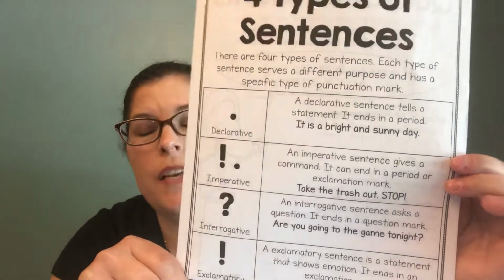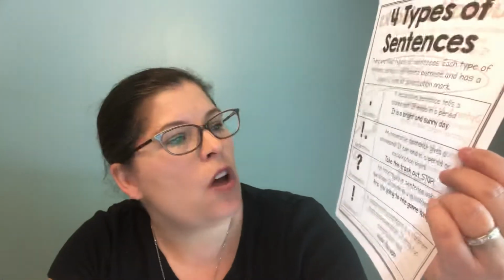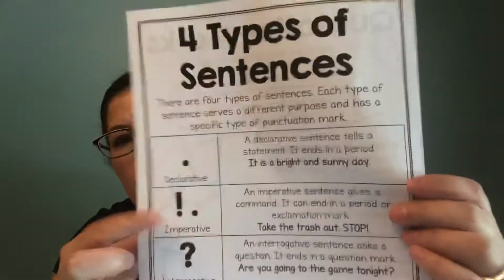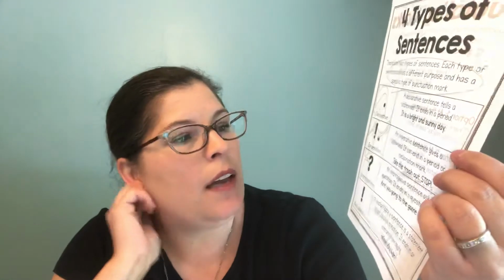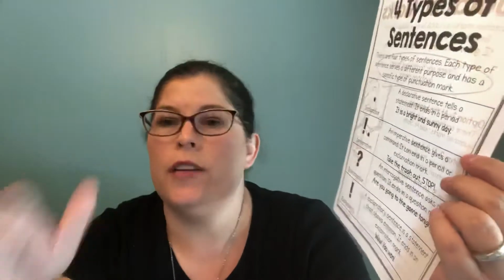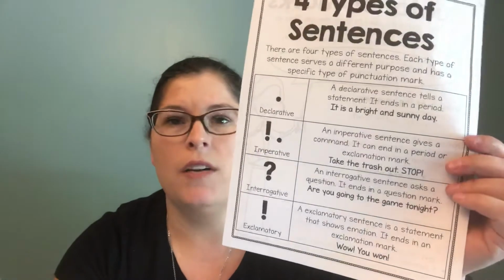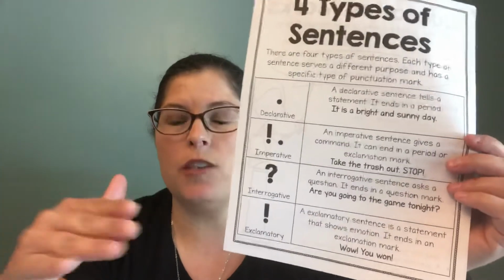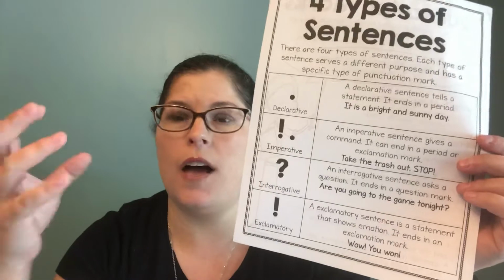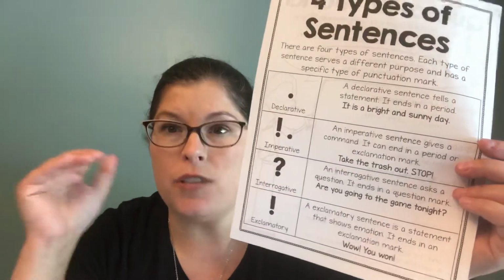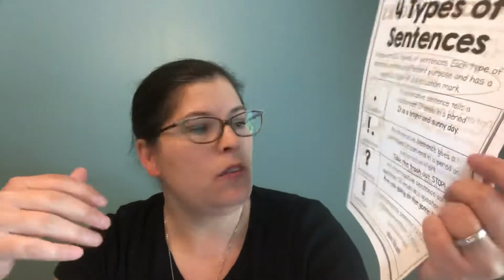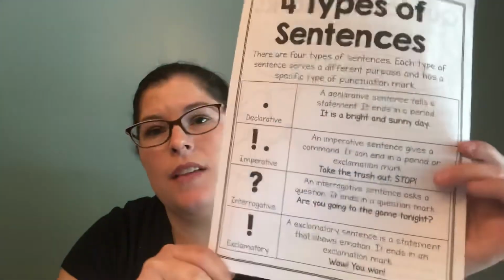Now, an imperative sentence is giving a demand. So, those can end in exclamation marks and periods. Take the trash out, period. Take the trash out. That's giving a demand. That's imperative. Stop! With an exclamation mark. You have a lot of feeling, but you're telling somebody to do something. So it's imperative.